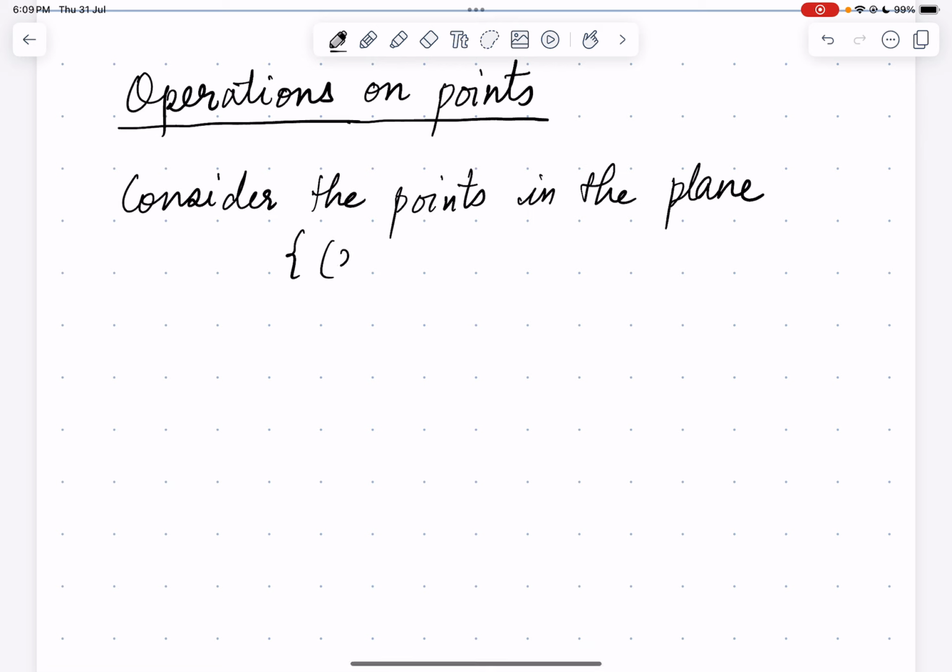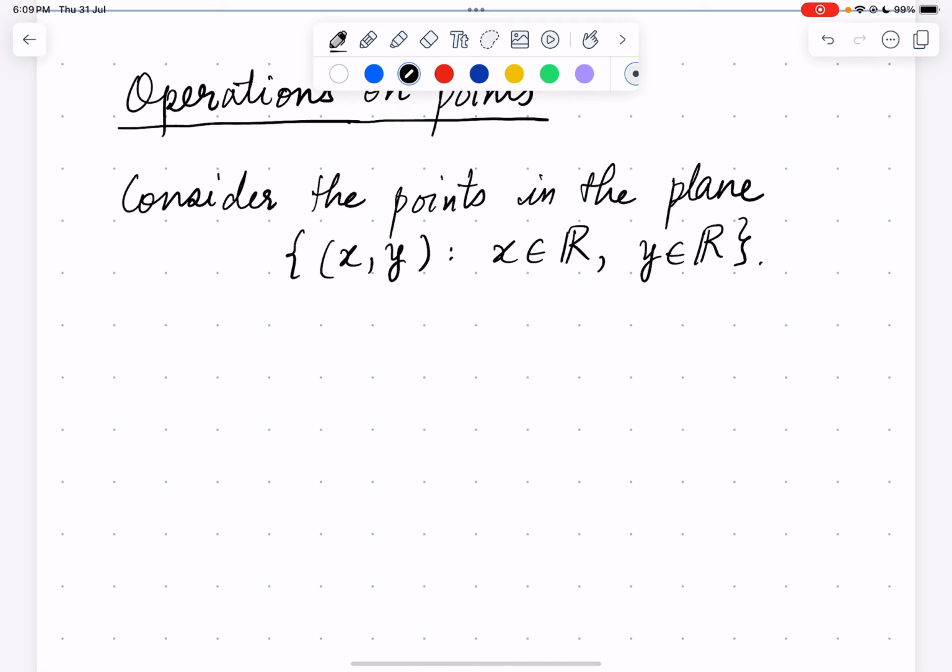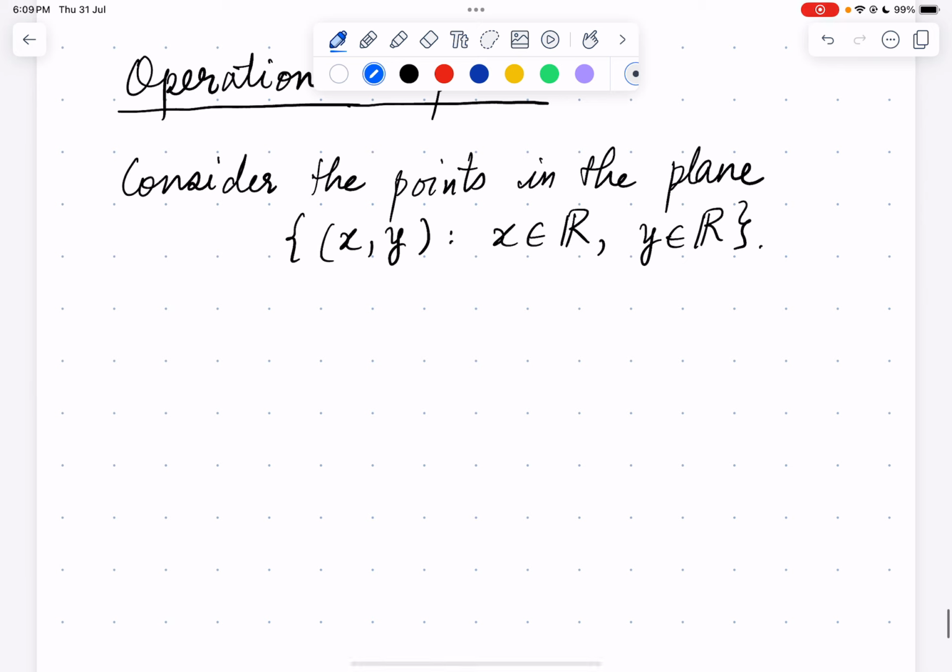Once you fix a pair of x-axis and y-axis, orthogonal x-axis and y-axis, the set of all points in the plane is just the set of all coordinate representations, the set of all x comma y such that x is in R and y is in R. So these are the set of all points in the coordinate plane. Now that we have the coordinate plane, we can ask, can we add points in the plane?